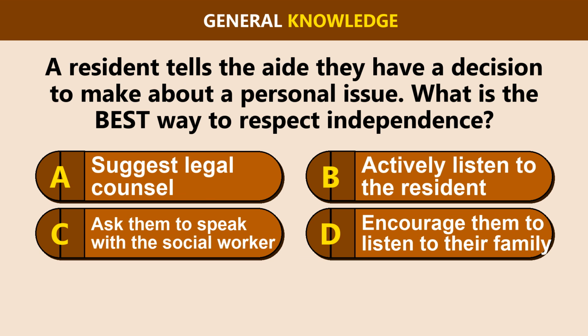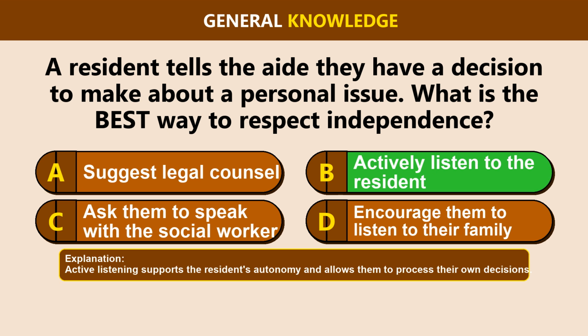Question 49. A resident tells the aide they have a decision to make about a personal issue. What is the best way to respect independence? Option A, suggest legal counsel. Option B, actively listen to the resident. Option C, ask them to speak with the social worker. Option D, encourage them to listen to their family. The correct answer is option B, actively listen to the resident. Active listening supports the resident's autonomy and allows them to process their own decisions.